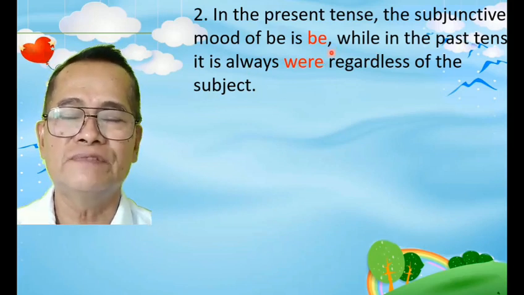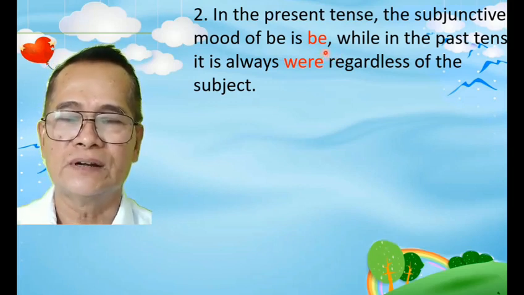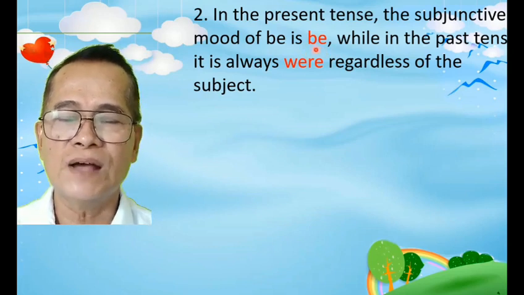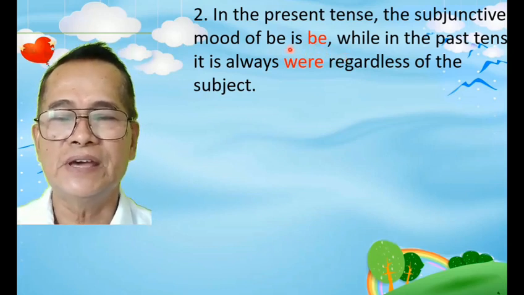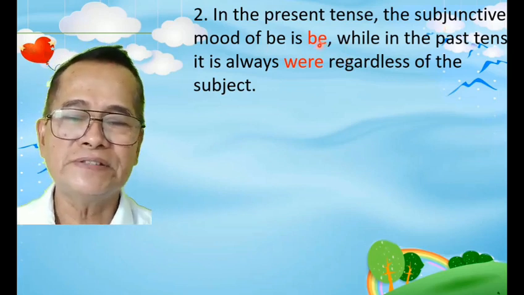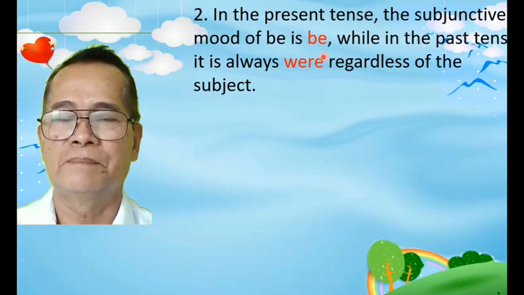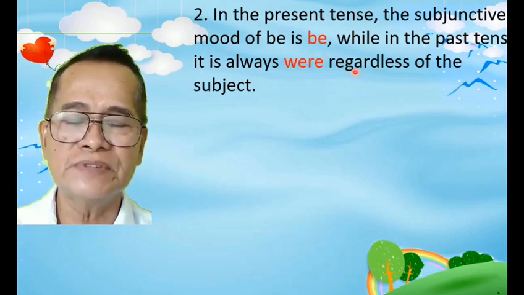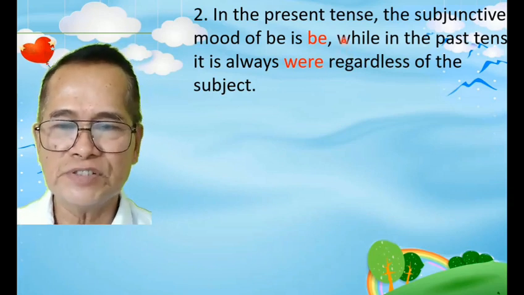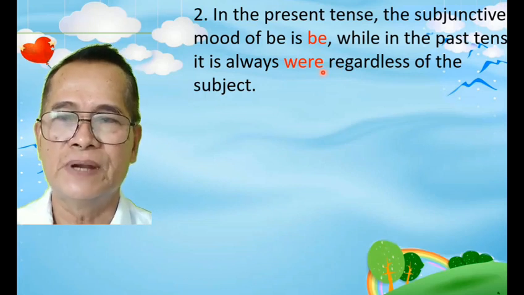Pag sinabi nating verb be, ito yung mga is, are, was, were. Yung is ay nagiging are, yung was ay nagiging were. But here, in the subjunctive mood, ang be, ang past tense niya ay palaging were. Hindi siya nagiging was. Palaging were ito, regardless of the subject, kung ang subject ay singular or plural, first person, second person, or third person, palaging were ang past tense ng verb na be.